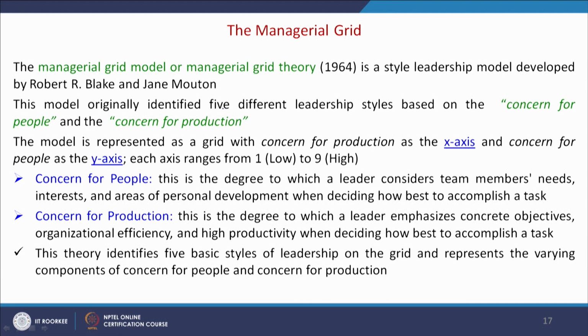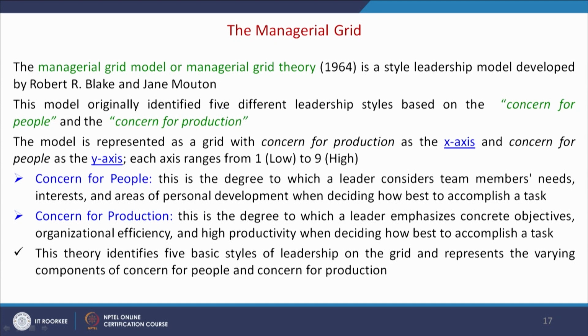So, let us discuss another theory, that is the managerial grid theory developed by Blake and Mouton. They were also OB professionals. They have performed profound research in the area of leadership styles, and this was originally developed to identify 5 different styles of leadership based on concern for people and concern for production. That means leadership styles were contingent upon concern for people or concern for production.